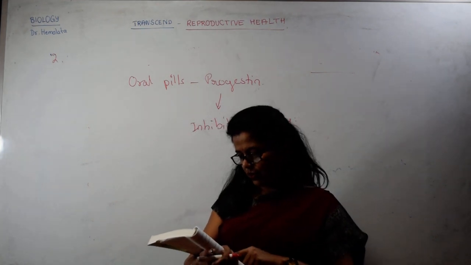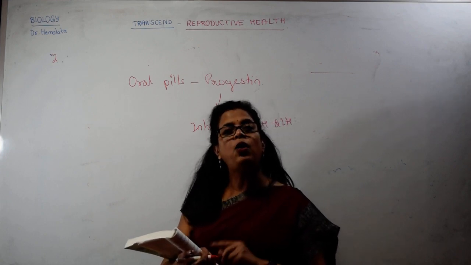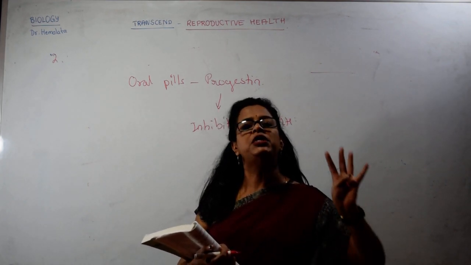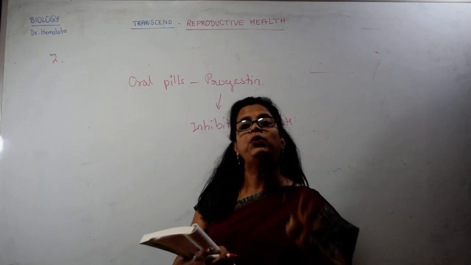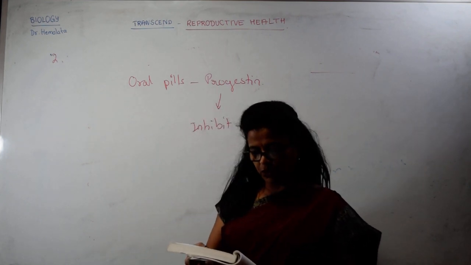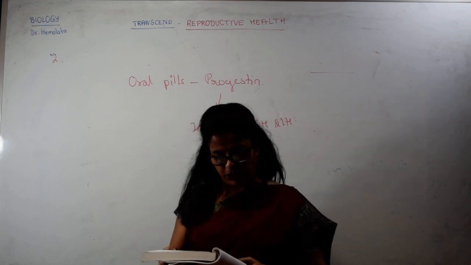Next is IUDs. They block the gamete transportation. That is wrong, because IUDs avoid implantation. They will allow the sperm to move, the egg to move, everything will happen, only implantation is stopped. Therefore, the 12th question answer should be oral pills that inhibit ovulation and implantation.